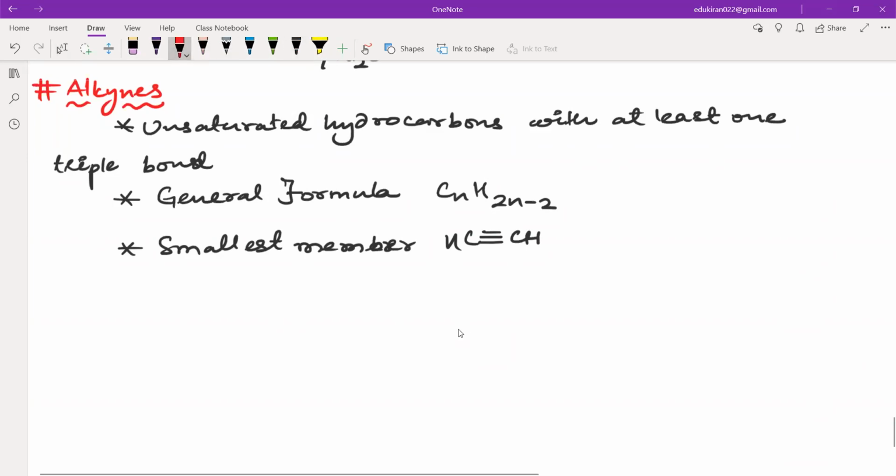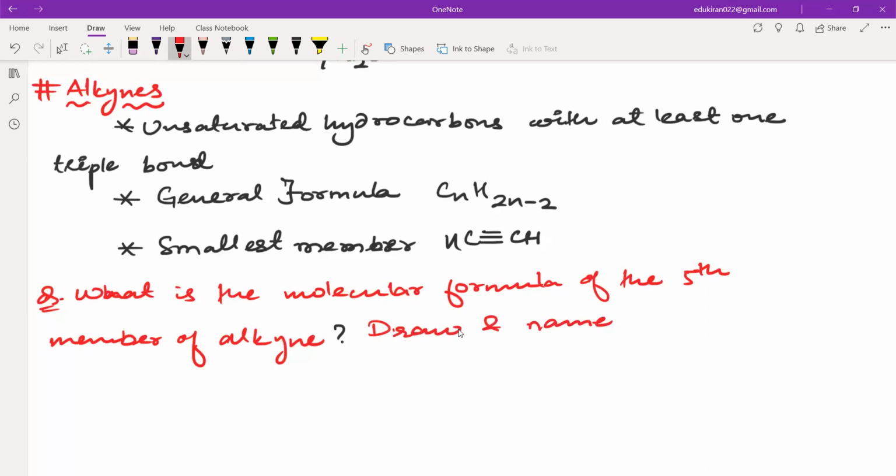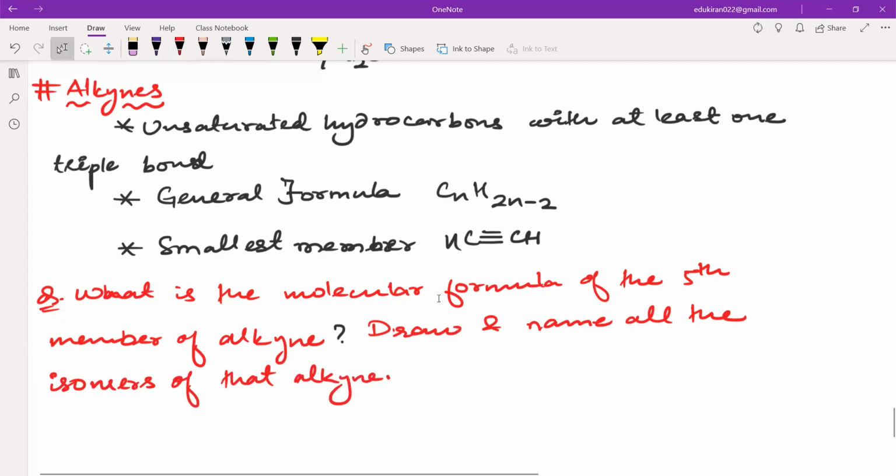Next, let us revise isomerism and nomenclature in one go only. So I'll give you a question. What is the molecular formula of the fifth member of alkyne? Fifth member of alkyne. And next is, draw and name all the isomers of that alkyne.